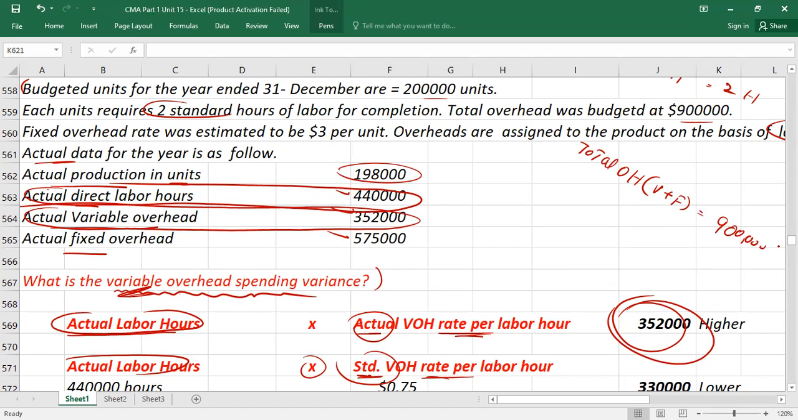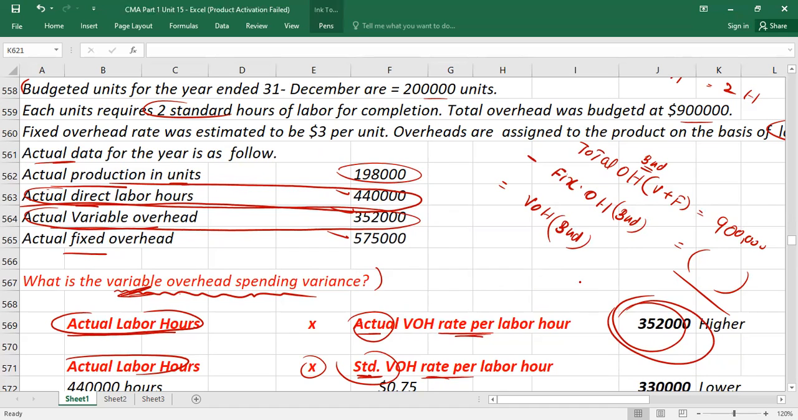900,000. If from there I deduct the budgeted fixed overhead, total budgeted overheads 900, can I get the variable overhead? Because if from total overheads I remove the fixed overhead, I'll get the variable overhead, which I also need budgeted because I want the standard rate. For the standard rate, I need budgeted overheads and budgeted hours. Right? Tell me what is total overheads?